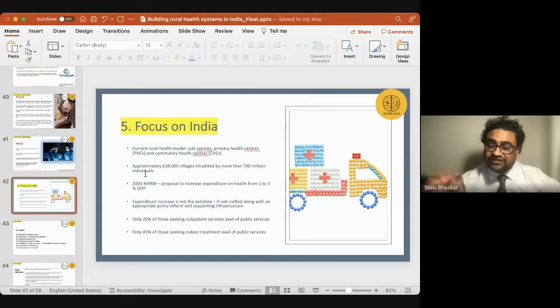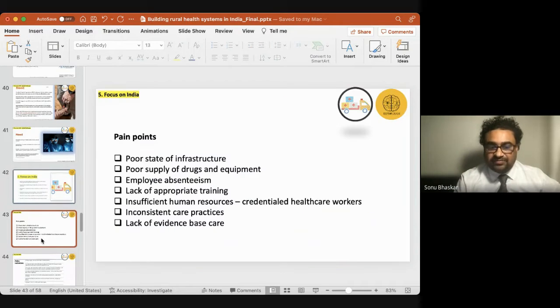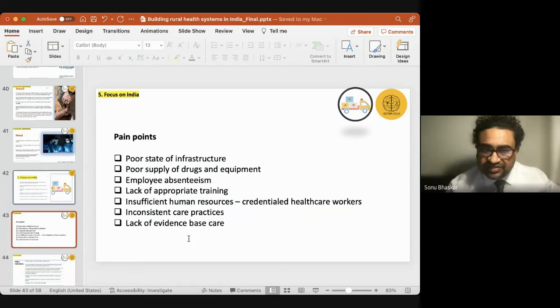And only 45% of those seeking indoor treatment avail public services in India. So just public services is not enough. How do we educate patients that they should be accessing these services is equally important. Now, I've just listed some of the pain points which, talking to different stakeholders, came to my knowledge.